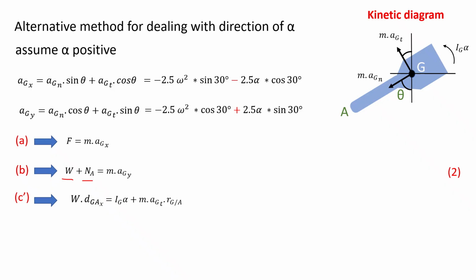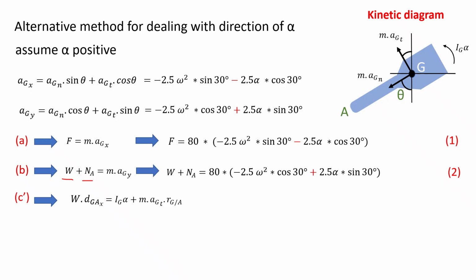That's the other direction. And then for the moment about C, it's going to be the weight multiplied by the distance between the A and the I. That's in the free body diagram. Okay, is equal to the Ig alpha plus the mass multiplied by the acceleration of the point G, tangential, multiplied by the RGA. So now we substitute the values in. That's the same equation we got earlier. And this will be the second one, exactly the same, except that the sign has been quite changed.